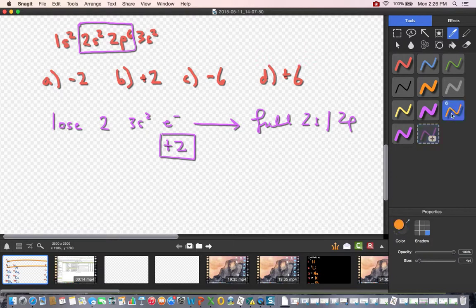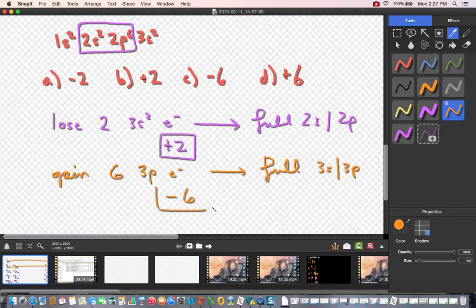The second thing that could occur to get a full octet is I could gain 6 electrons. Gain 6 3p electrons. This would result in a full 3s and 3p, which would give me a charge of -6, which is also an answer choice. So right from jump, -2 is not a reasonable answer choice, and +6 is not a reasonable answer choice.